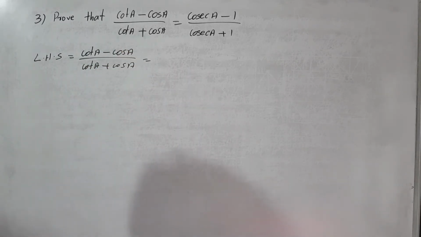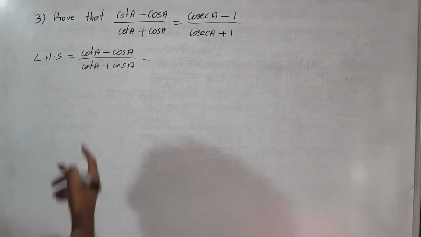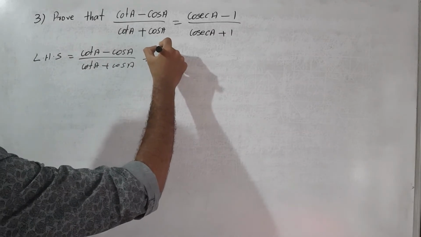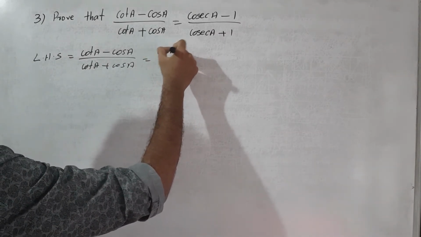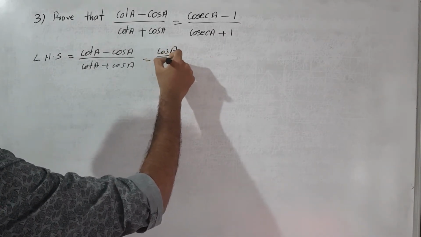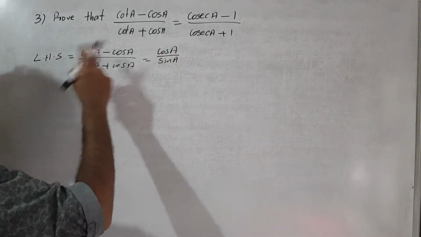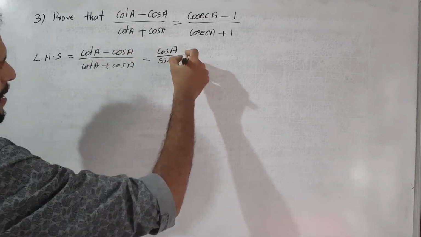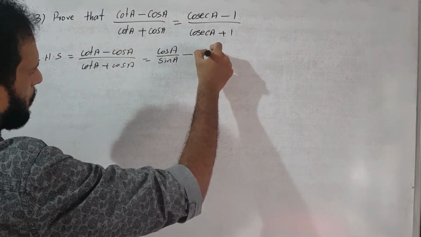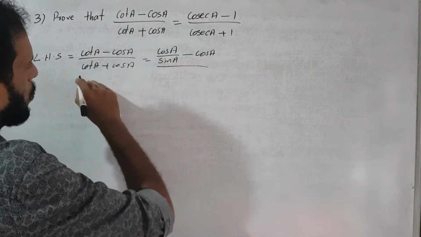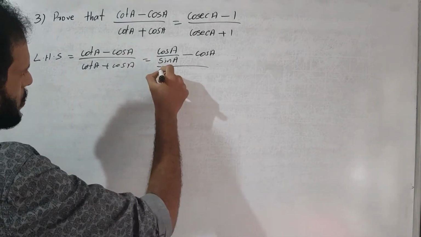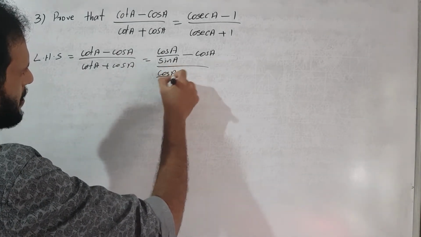Next we think about how to convert cot in terms of sine and cos. Okay, then how is it possible? Cot A is equal to cos by sine. Cot is equal to cos by sine, so cot A is equal to cos A by sine A minus cos A by cot A. What is cot A? Yes, cos A by sine A.